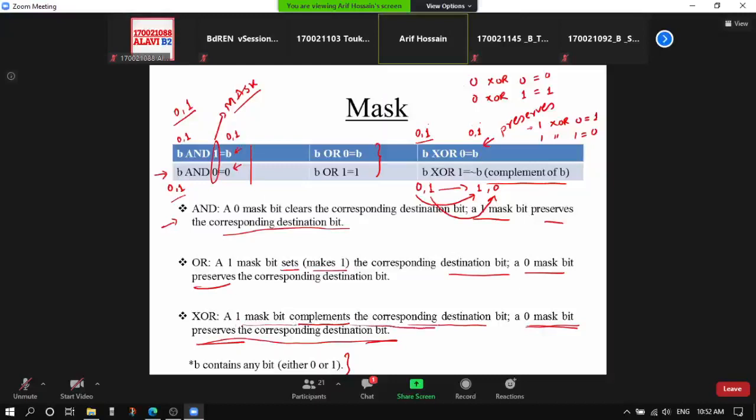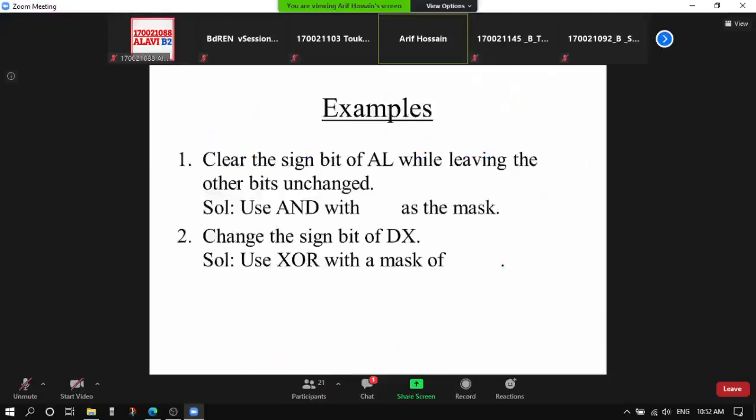Is it understood now? Yes, sir. Okay. All right. If you have understood, let's move on to the next one. So this is the first example. Look at the question. The question says, clear the sign bit. If you remember, clear means make 0. So clear the sign bit of AL while leaving the other bits unchanged. So your solution is use AND with what mask?